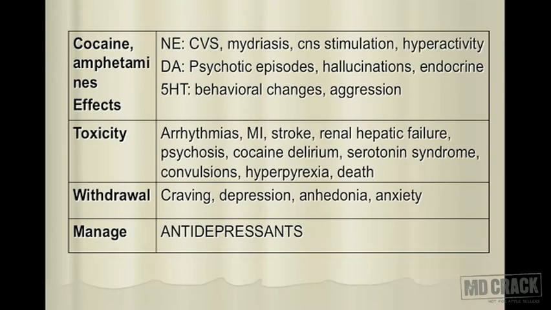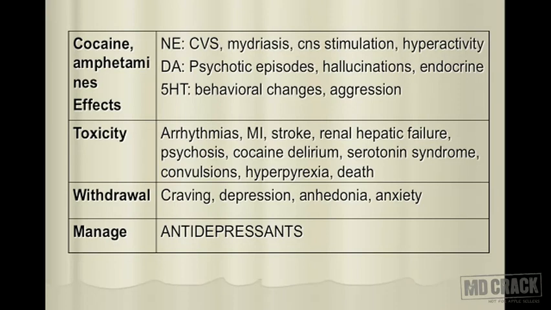Now let's have a look at this table. It's trying to concise whatever we talked about cocaine and amphetamines. The effects of these, due to the norepinephrine, the effects are the cardiovascular effects, cardiovascular stimulation, mydriasis, that's again sympathetic action, CNS stimulation and hyperactivity. Due to the increase in the dopamine, you can get psychotic episodes, hallucinations, and endocrine disturbances. Then due to 5-hydroxytryptamine, you can get behavioral changes and you can get aggression.